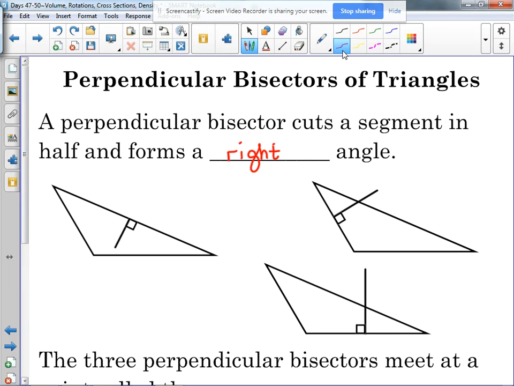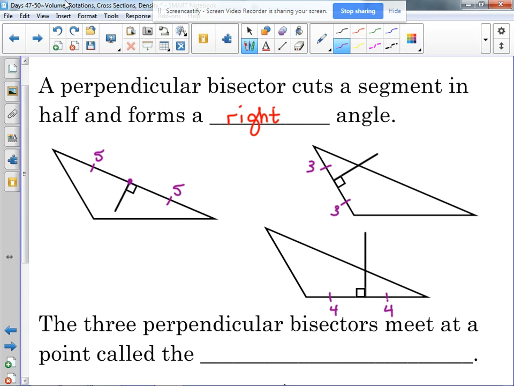Okay, there's a slight difference between perpendicular bisectors and medians. Medians would connect this midpoint to the vertex. Notice with the perpendicular bisector, it's not going to touch the vertex. It's perpendicular to that side. So that is still the midpoint right there. So these lengths are the same. We'll say 5 and 5. These lengths are the same. Let's go with 3 and 3. These lengths are the same. 4 and 4. Okay, but we're not connecting to the vertex. We are perpendicular to that side.